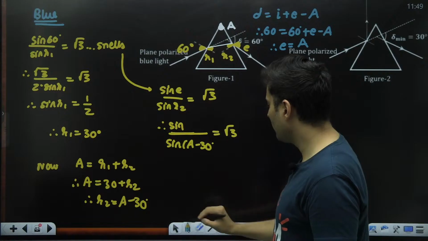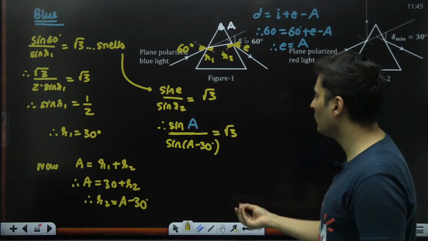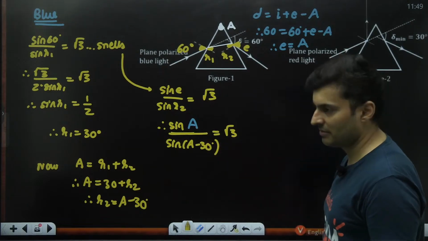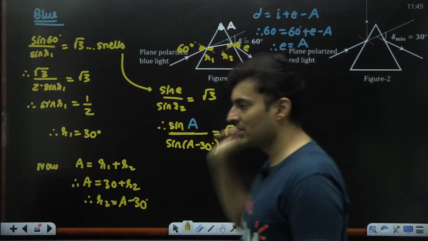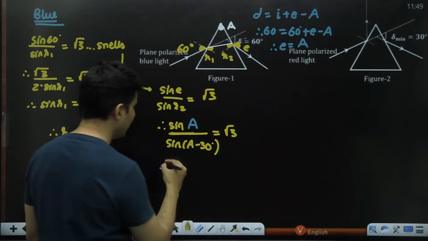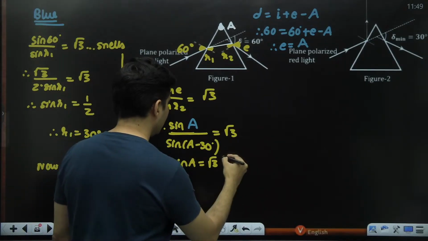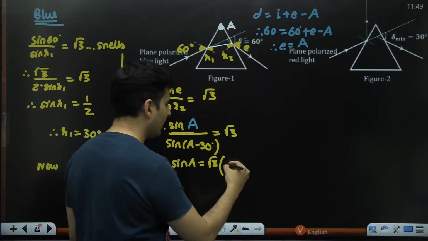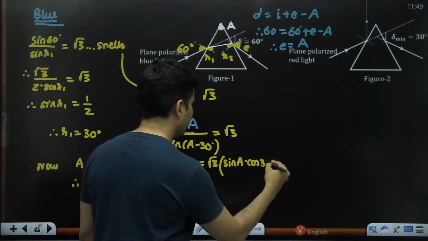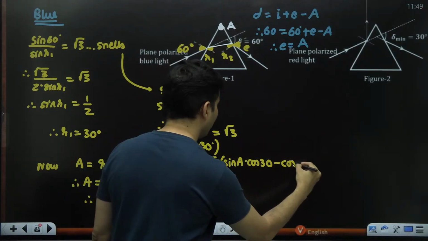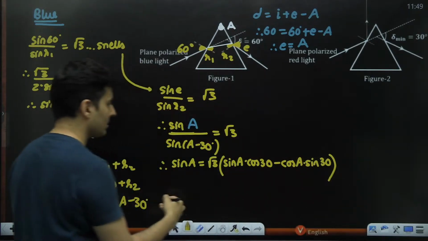So why not replace this E with A over here? I can immediately get the angle of prism. Is that right? E I have replaced it with A because the deviation angle was given to me. Okay, so now let's proceed. So sine of A is root 3 times sine of A minus 30. Sine of A minus B is nothing but sine A cos B, which is cos 30, minus cos of A into sine of 30. That's what it is.